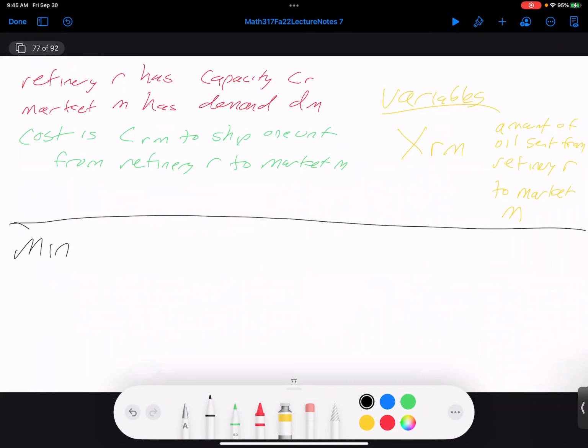The cost. So minimize cost. And what is the cost? It'll be the double sum of the cost of sending a unit of oil from R to M times X_RM, which is how much oil we're sending from R to M. So R goes from 1 to big R, M goes from 1 to big M. So that's going to be the cost. For this problem, it's not that hard to figure out the cost. Now we have to start doing the constraints.